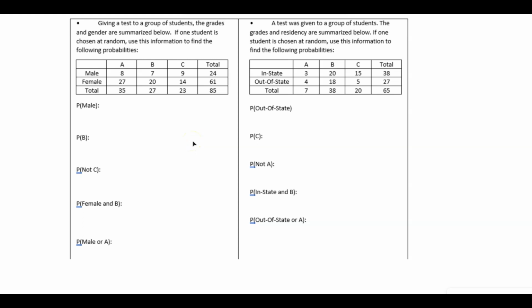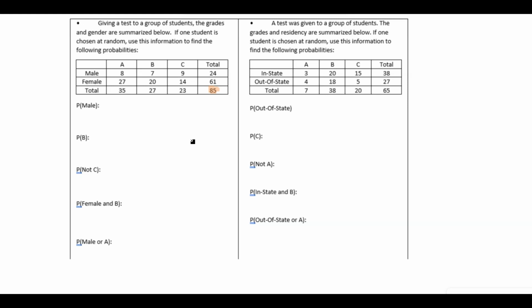Let's take a look at some probabilities given a table. So here we have a table, male and female, A, B, and C, and then we also have some total columns and rows. So for example, we can see that there are a total of 85 students in this survey.